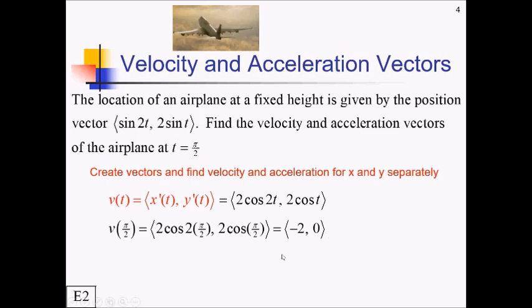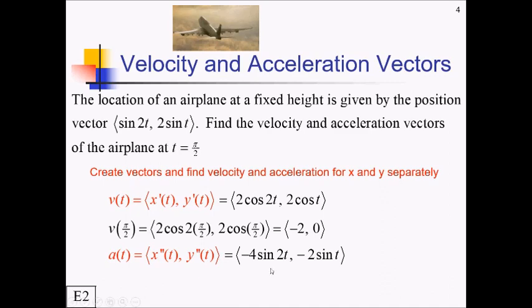All right, pause the video again and see if you can figure out the acceleration vector. So for acceleration, we need x double prime of t and y double prime of t. So let's go ahead now and write that out. That's going to be, using our velocity vector here and just taking one more prime on these, we're going to have -4 sine of 2t. And over here, this is going to be -2 sine of t.